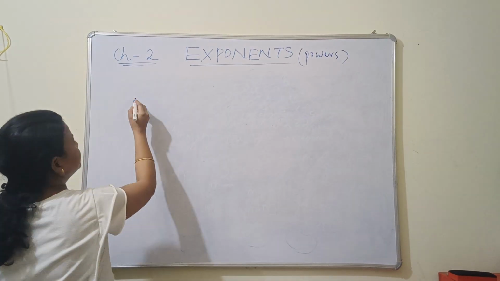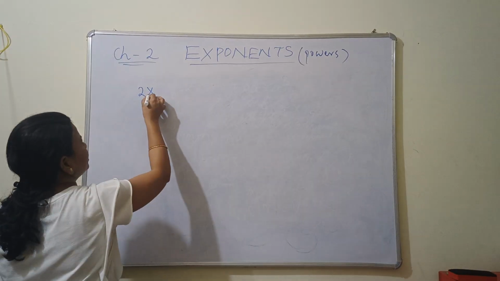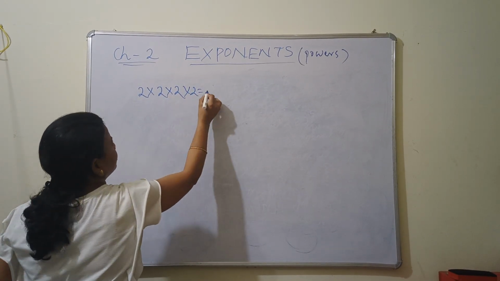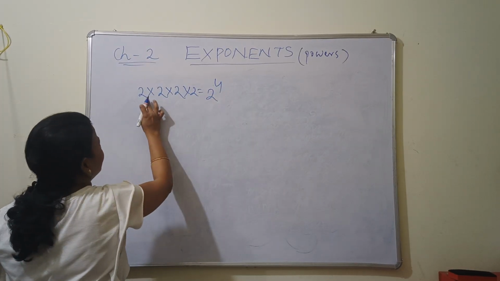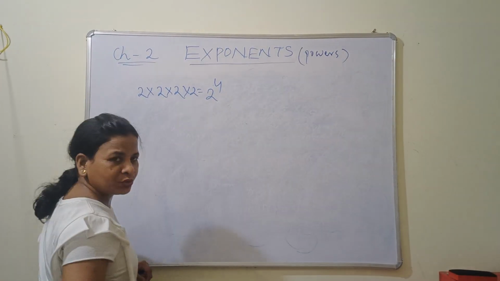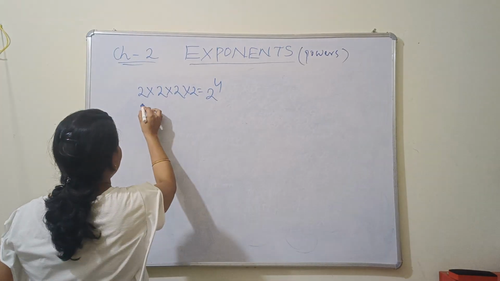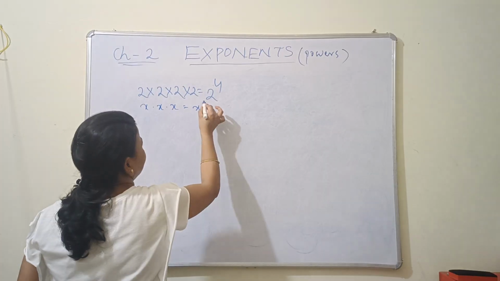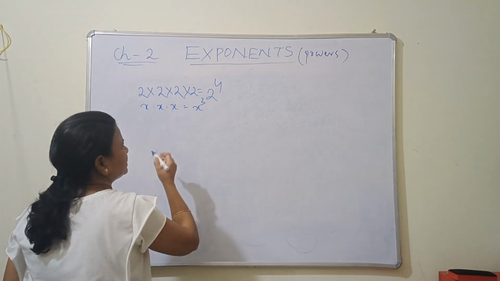So, suppose I would write 2 into 2 into 2 into 2. It would be 2 to the power 4 because 1, 2, 3, 4, 4 times 2 is multiplied. And if I have x into x into x, 3 times it is multiplied, I would write it as x to the power 3 or x cube.